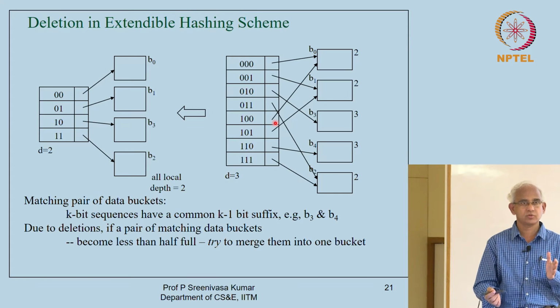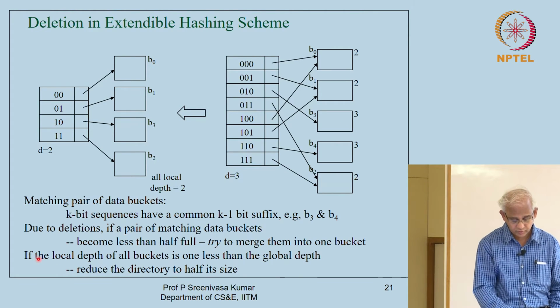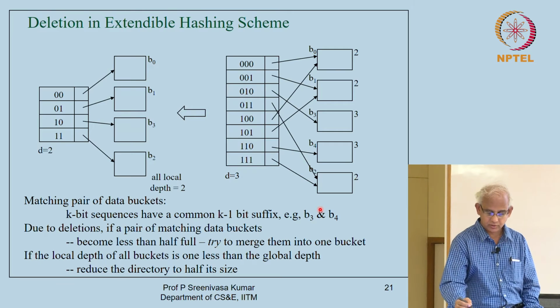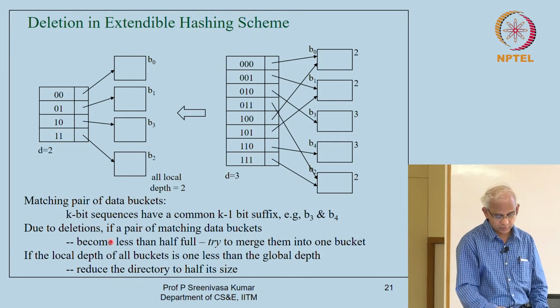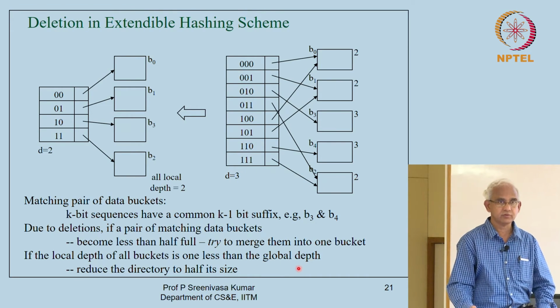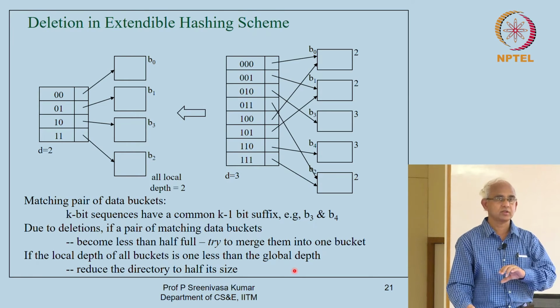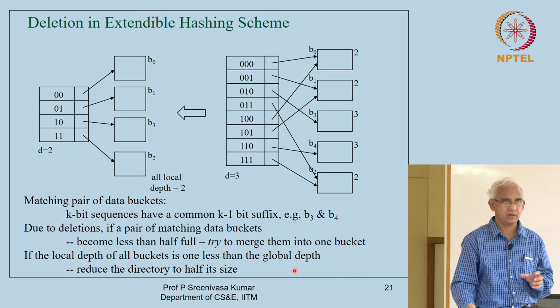So, that is the maximum you could go. Okay. Now, one other interesting thing can happen. As you are deleting, the local depths will keep coming down actually. Okay. So, if the local depth of all the buckets is actually 1 less than the global depth, then we actually can reduce the directory to half of its structure and then adjust the pointers again.